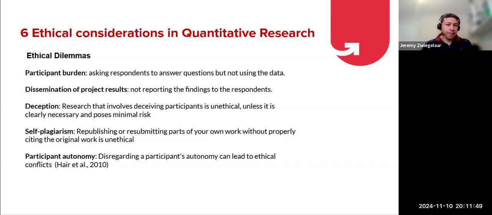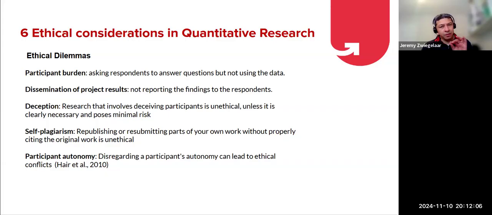Yes, so in some cases there should be something that suggests how you will disseminate the project results, as in how you will respond to your response, what you're going to do, and when it will be available.